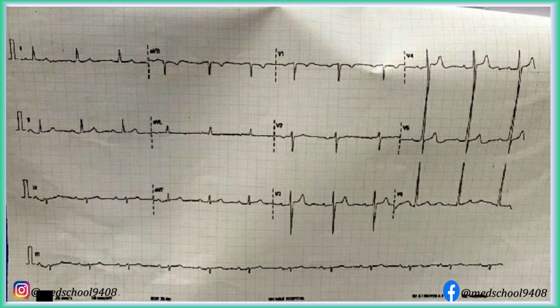In this ECG, PR interval is more than 5 small boxes, that is, it is more than 200 milliseconds, and every P wave is followed by QRS complex. Hence, it's an ECG of first degree AV block.